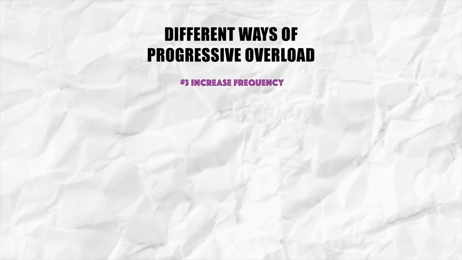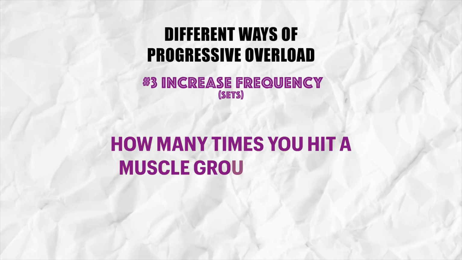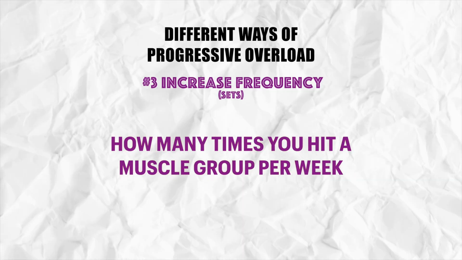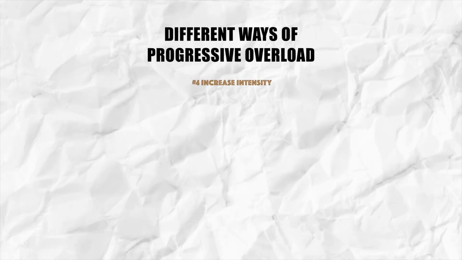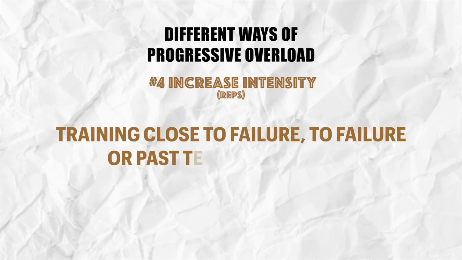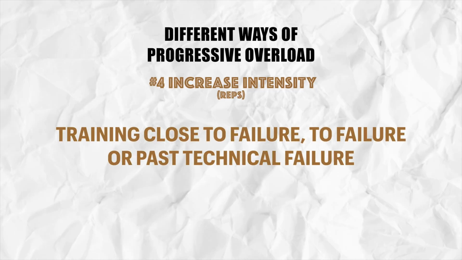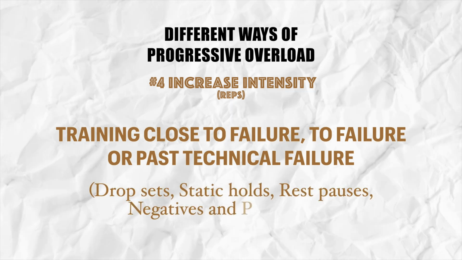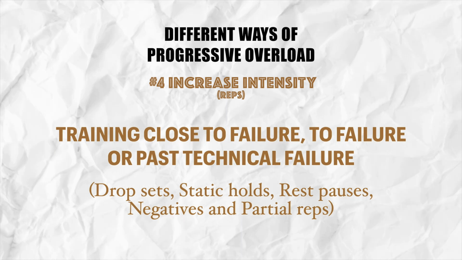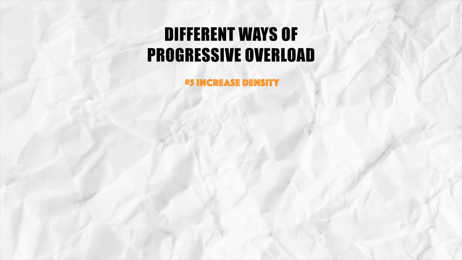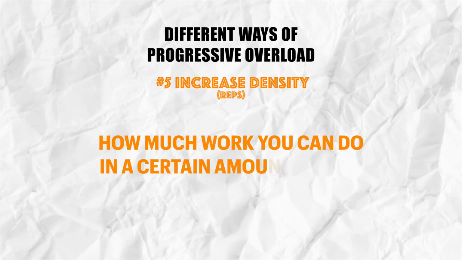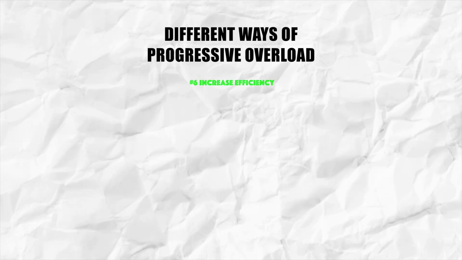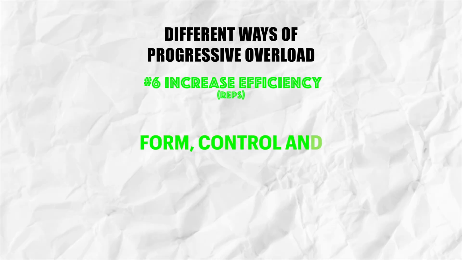So next is frequency, which is how many times you hit a muscle group a week or how you spread out your volume throughout the week. Fourth is intensity. So basically by training close to failure, and then you can increase the intensity even more by going past technical failure through drop sets, static hold, rest pauses, negatives, and partial reps. Then we also have density, meaning how much work you can do in a certain amount of time. And finally is efficiency. So better form, control, and slower tempo.